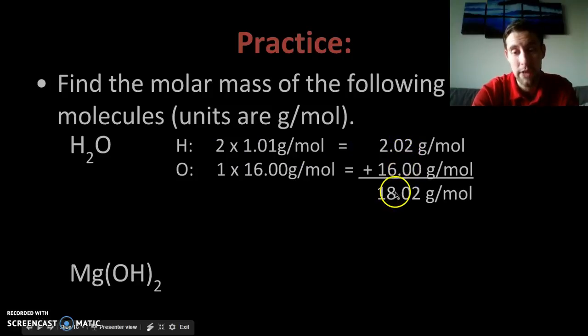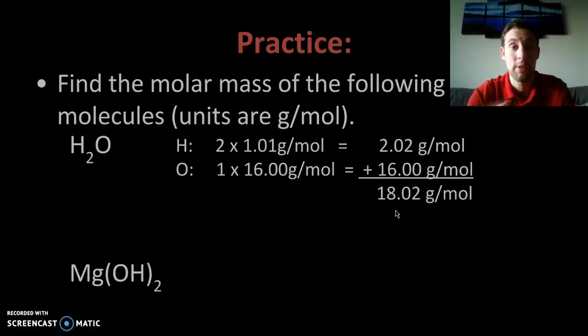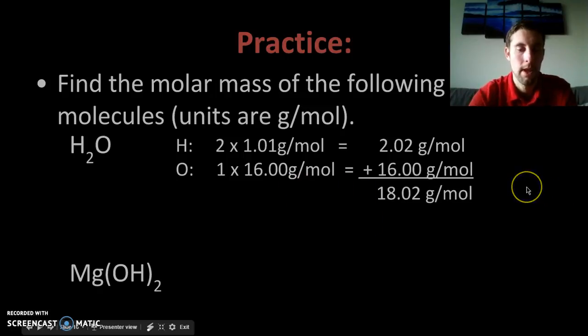Add them together, just like you did for all the pieces of your soccer uniform to get the total mass of the entire molecule, the entire person with its outfit on, we'll do the soccer analogy. Magnesium hydroxide gets a little trickier with these parentheses.